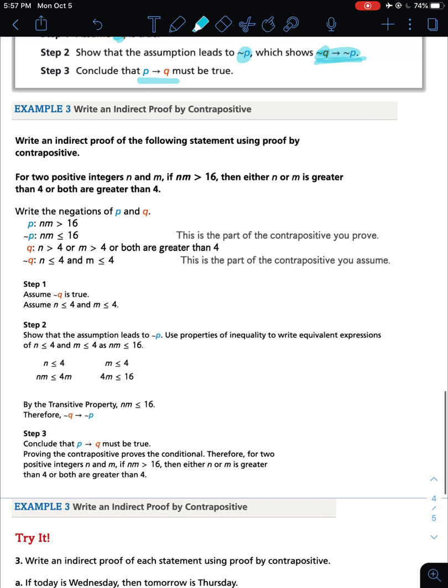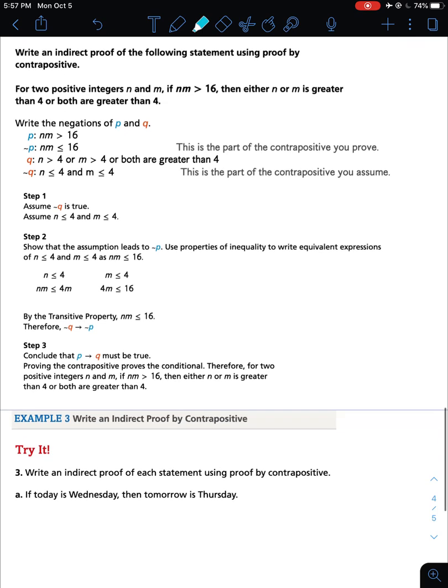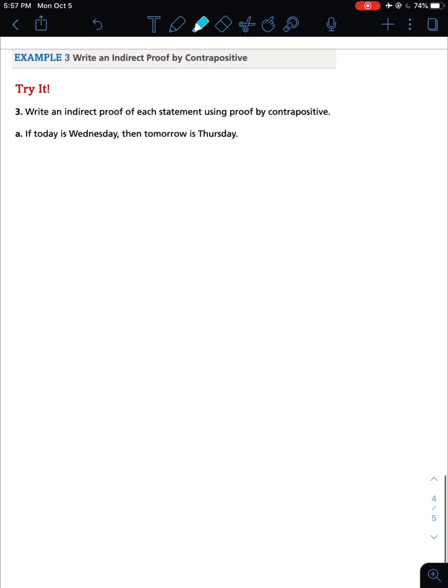So here's an example that's completely done for you. I am not going to go over it. You can pause this and read it now. I am moving on to our example 3. Try it. If you've read example 3 already and want to try it, go ahead and pause here and try it. If not, I'm going to show you how to do this.